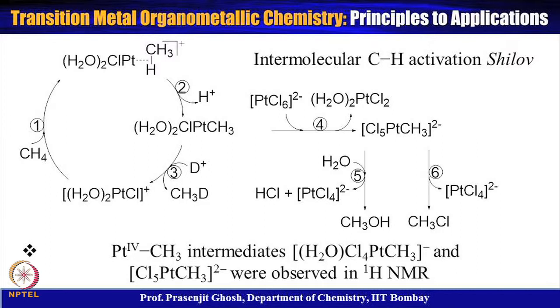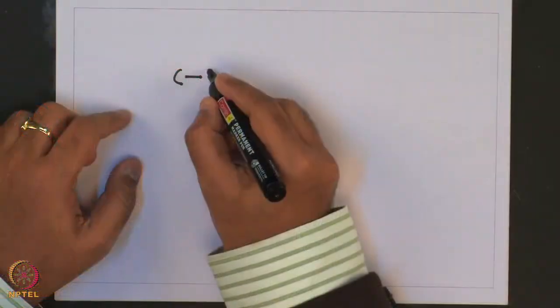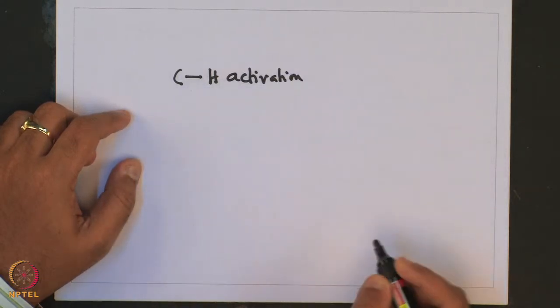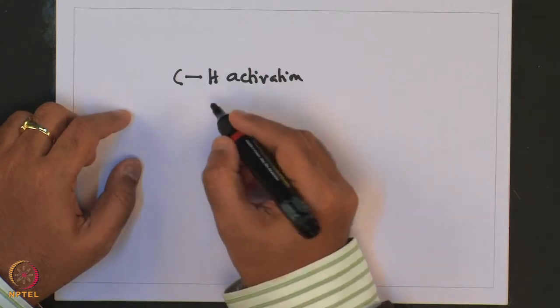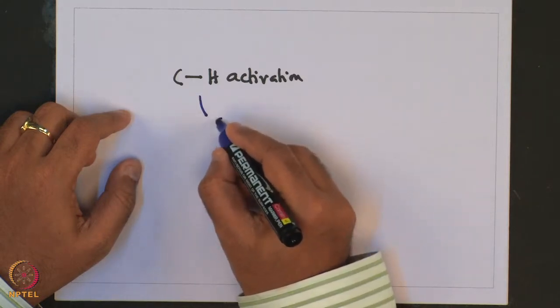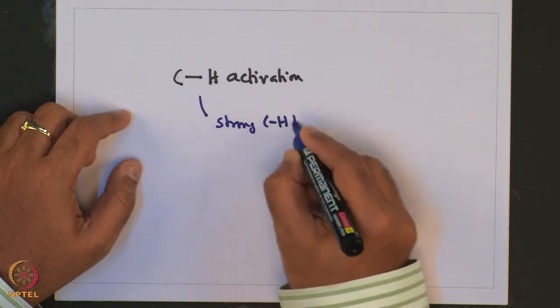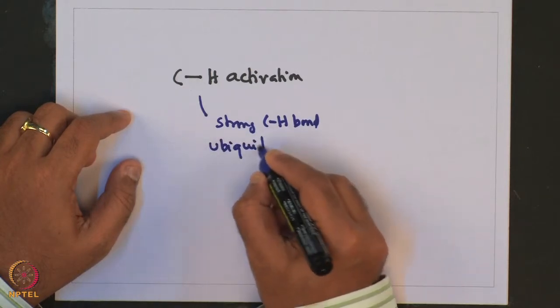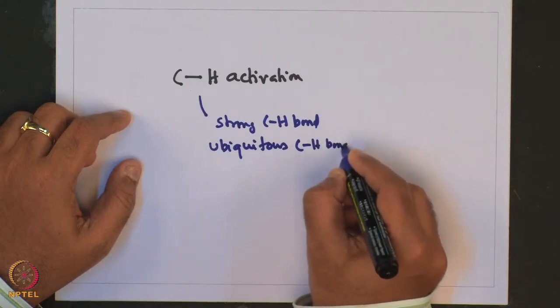Now, what is important is to move beyond. So, the utility of CH activation was further realized in terms of CH functionalization, which proceeded after CH activation. So, let us take a look at how CH activation is very difficult because of strong CH bonds, and its selectivity is an issue. And the ubiquitous nature of CH bonds makes it very challenging.